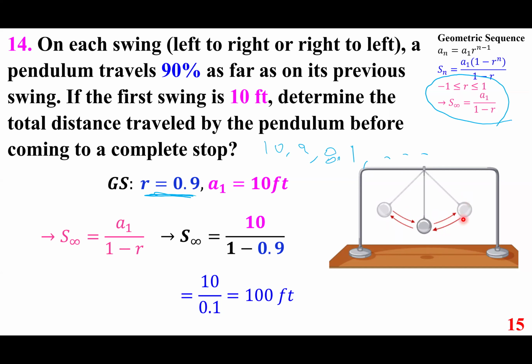This is a complete revolution, if you picture the pendulum going from point A to point B and coming back. And this distance, the first one going and coming back, is 10 feet. The second one is a tad less, and so on.